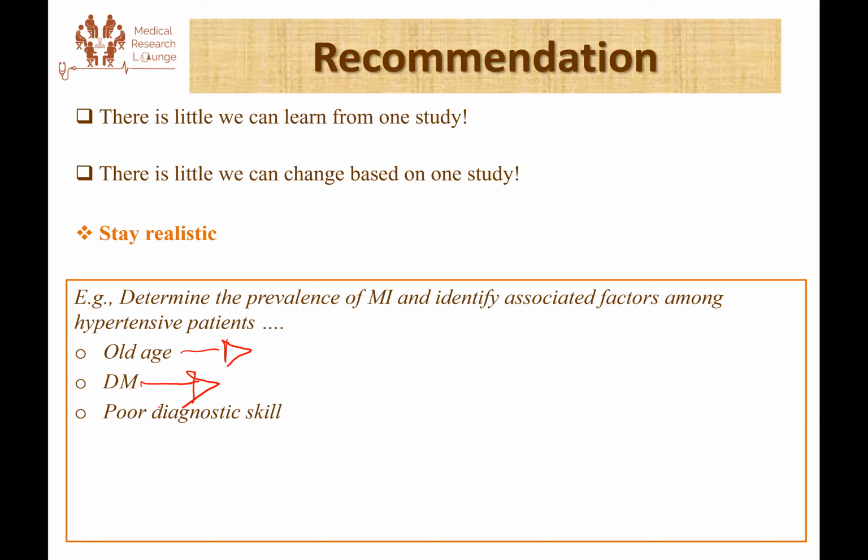So for DM, what we can propose is proper control of blood sugar, right? These are the things that we can do. And again, we can recommend that this group of patients should be followed strictly too, right? So if we have just a hypertensive patient, and another patient with hypertension and diabetes, we can make the follow-up of the diabetic patient more frequent so that we can pick up early symptoms of MI or potential risk factors. So how about for this poor diagnostic skill?